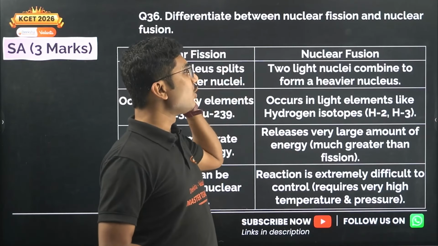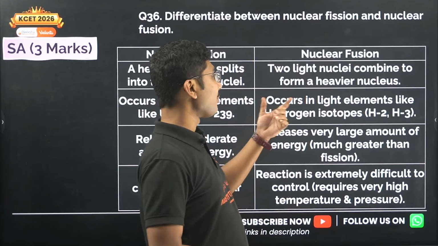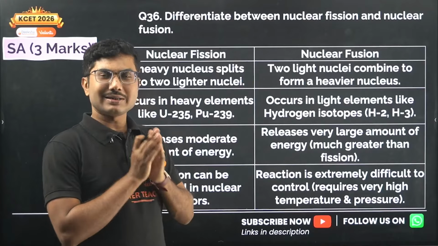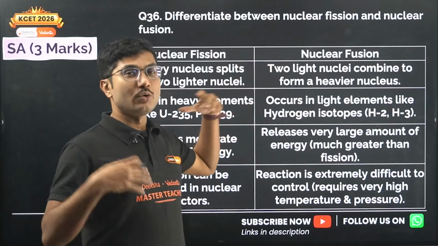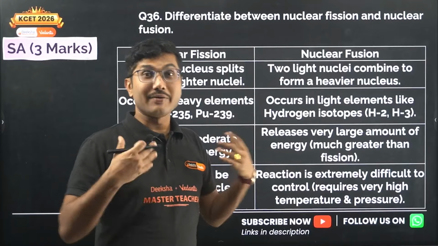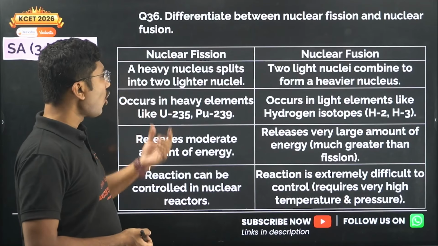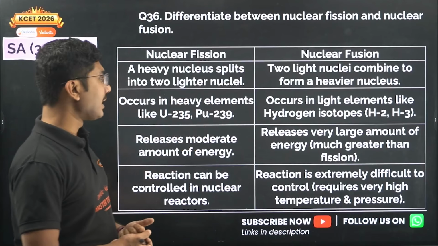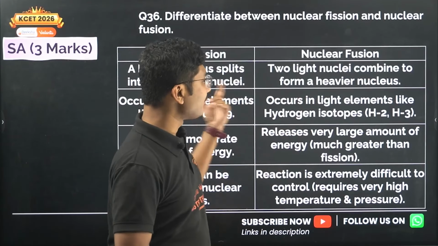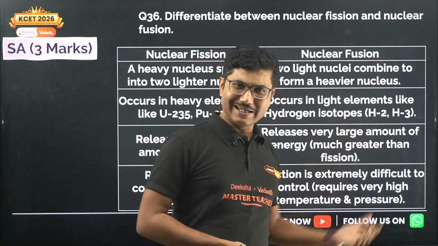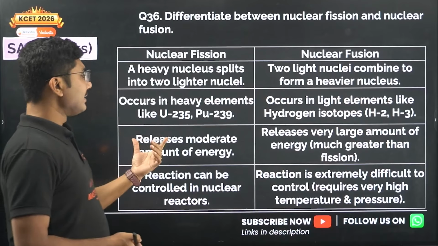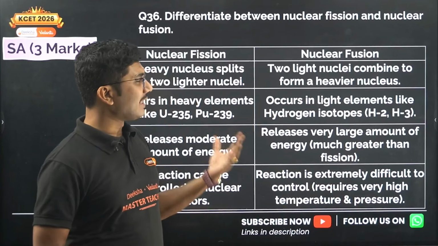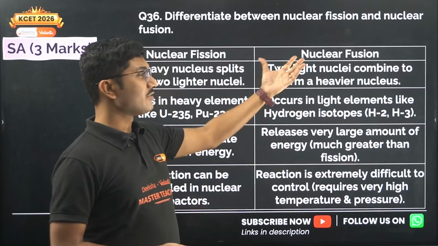So fusion is two light nuclei combining to form a heavier nucleus. Fission is when one heavy nucleus separates. Fusion is two lighter nuclei combining to form a heavier nucleus. Fission occurs in heavy elements like uranium-235, plutonium-239. Fusion occurs in light elements like hydrogen isotopes, H2, H3 and helium as well. Fission releases a moderate amount of energy, fusion releases a very large amount of energy, much greater than fission. So the energy released in fusion is much greater.